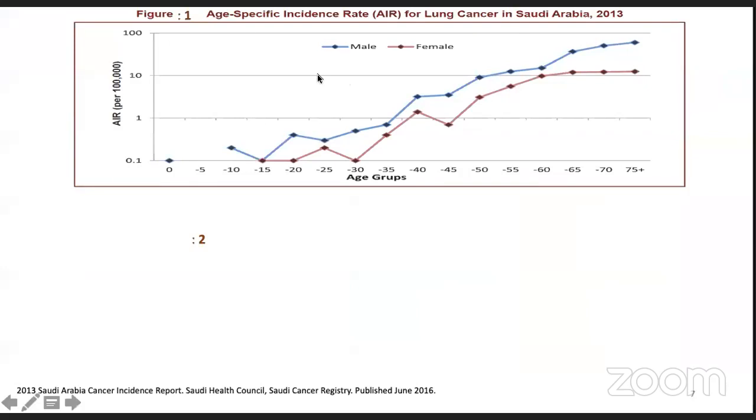Here we can see the age-specific incidence rate of lung cancer in Saudi Arabia. As expected, it is rare in childhood, and the incidence increases with time because of increasing exposure, for example, to cigarette smoking and other risk factors. So with age, we have an increase in the incidence. In childhood there is rare, or no, lung cancer, we can say. With age, with time, the incidence increases.